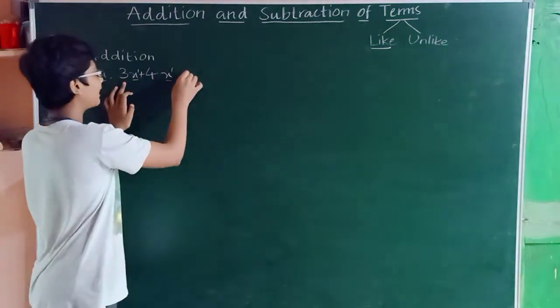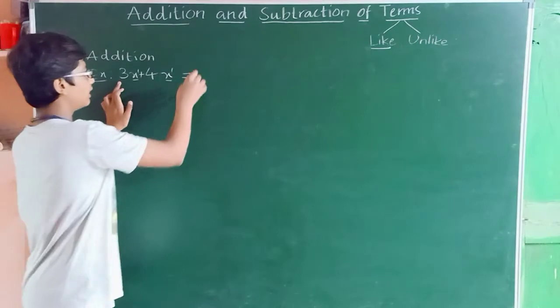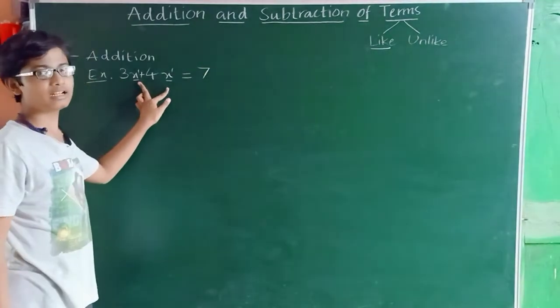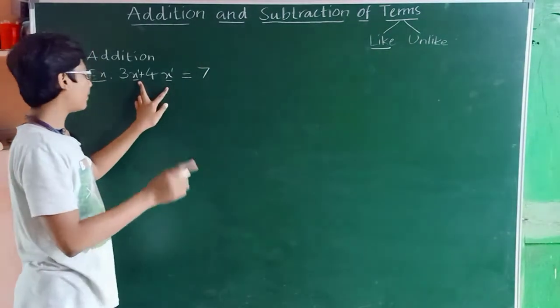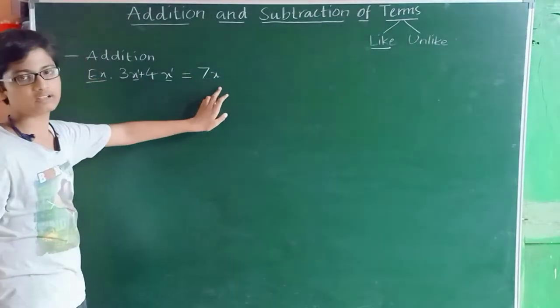Now first of all, add the numerical coefficients of these both terms. 4 plus 3 is 7 and the variable and its exponent or power is x to the power of 1, so I am writing x to the power of 1. So the answer will be 7x.